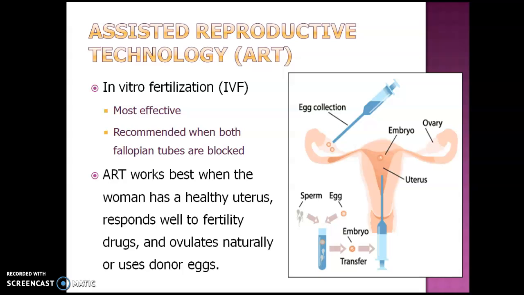It simply means we are assisting reproduction, a kind of human intervention in the process of reproduction. If the couple is infertile by nature, we are assisting them to have a baby. The technology used is IVF, and it works best when the woman has a healthy uterus, responds well to fertility drugs and ovulates naturally. And if there is some problem, she can use donor eggs also.